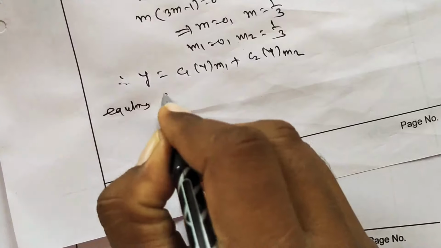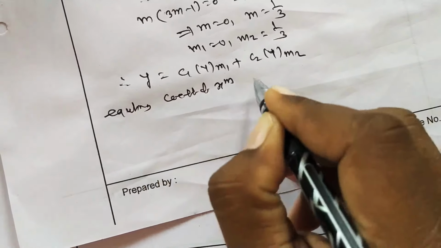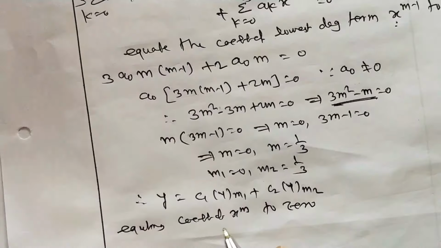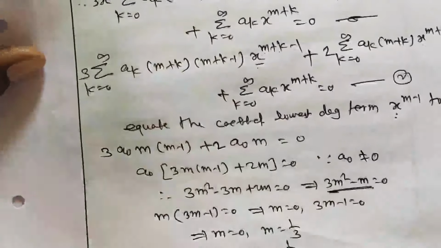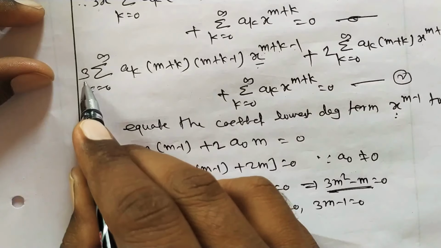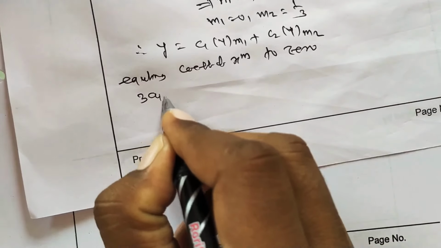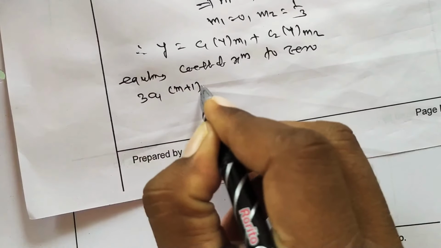Next, we equate the coefficient of x raised to m to 0 from equation 2. Now, when do we get the coefficient of x raised to m here? If we put k equal to 1, we get 3a1 into m plus 1 into m, so 3a1 into m plus 1 into m.